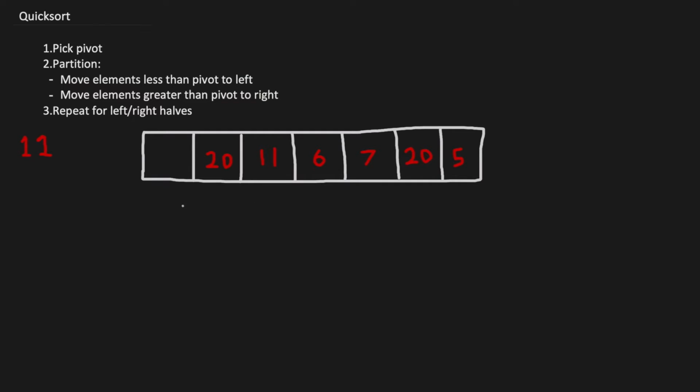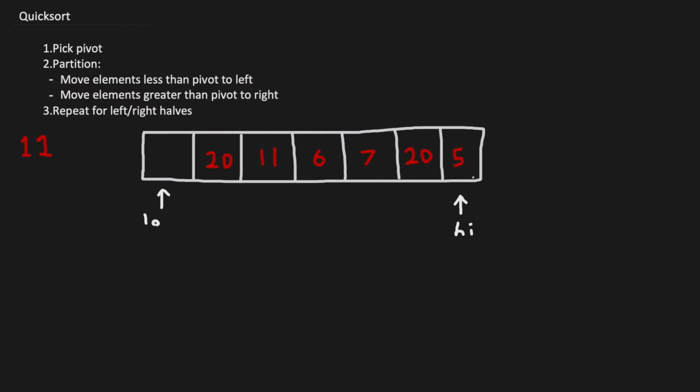One common way is to have a lower and upper pointer. So I'm going to set the lower pointer to the first index, and I'll set an upper pointer to the last index here. And then first, I'm going to start with the upper pointer, and I'm going to move it until I find a value that's less than the pivot.